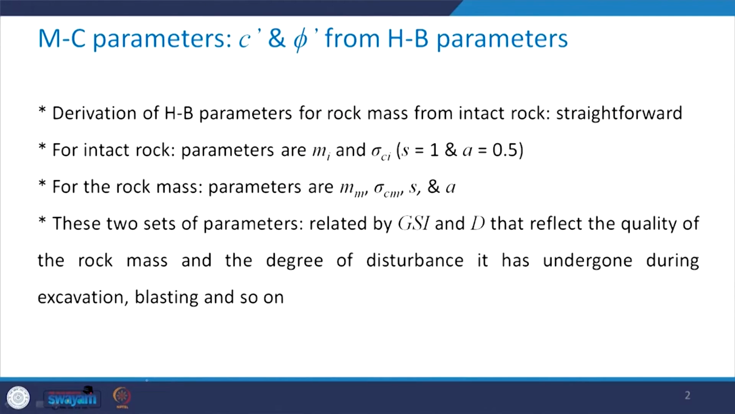Let us see how. The derivation of Hoek and Brown parameters for rock mass from the intact rock is pretty straightforward. For intact rock, the parameters are mi and sigma ci, while the other two parameters, which were s and a, can be assigned a value of s equal to 1 and a equal to 0.5 for intact rock. In fact, why this s is equal to 1 in case of the intact rocks, that also we have seen, in fact we proved it.